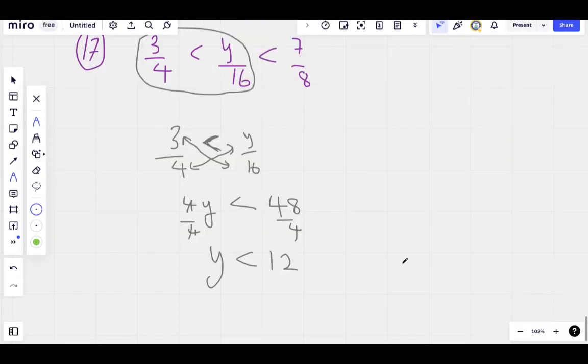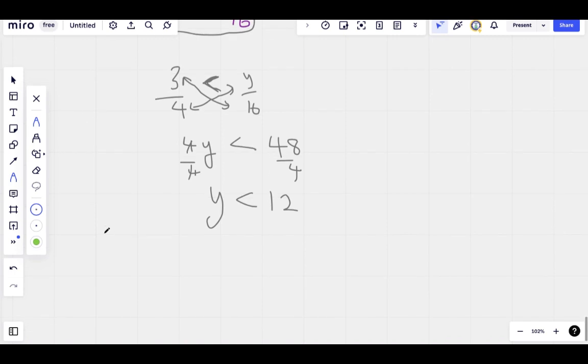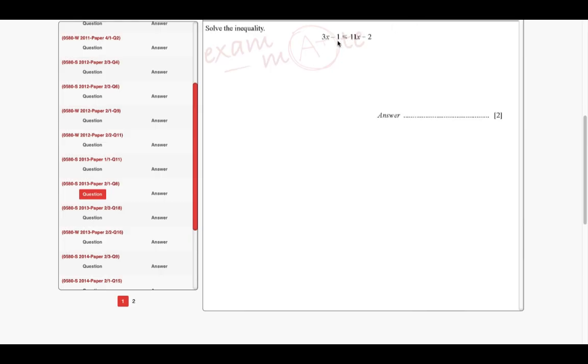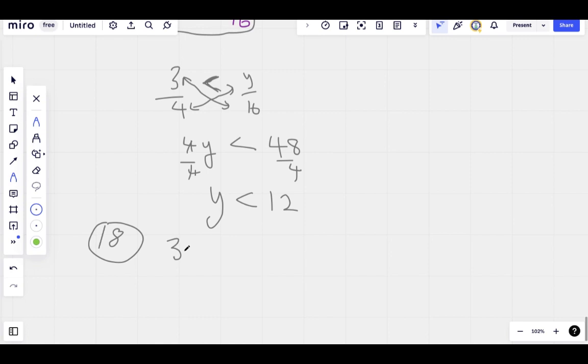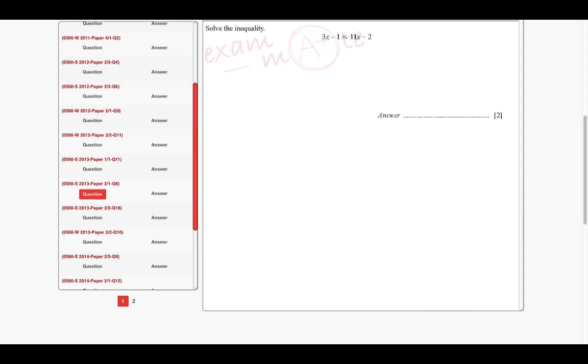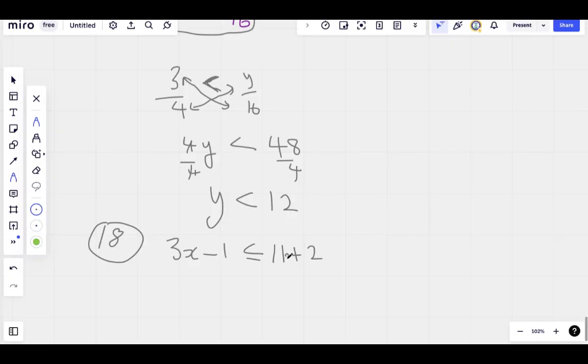So we have question 18. We have 3x minus 1 is less than or equal to 11x plus 2. Is it 11x plus 2? Yeah, 11x plus 2.